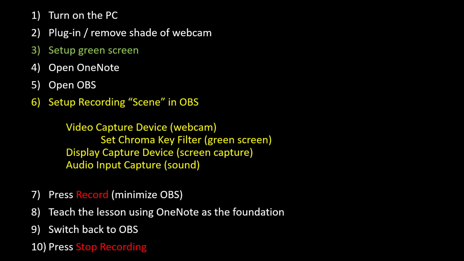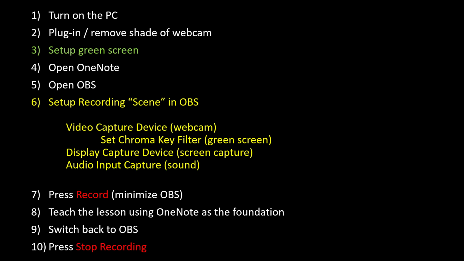All right, if you want to take a screenshot of this, because I'm going to go very, very quickly, but since this is a video, you can pause and rewind as often as you would like. So I'm going to go through this and then I'll show you the actual way to set it up in OBS. So number 1, turn on the PC. Plug in your webcam, remove the shade or a piece of tape if you have anything on there. Set up your green screen behind you. Open OneNote, open OBS, and then number 6, you need to set up your recording scene in OBS.